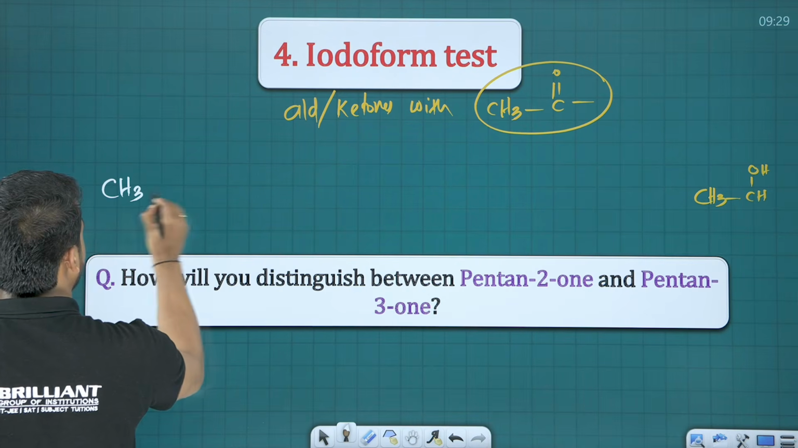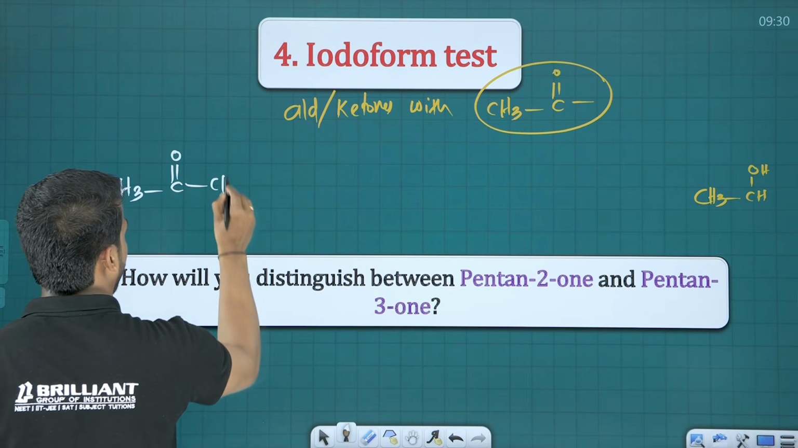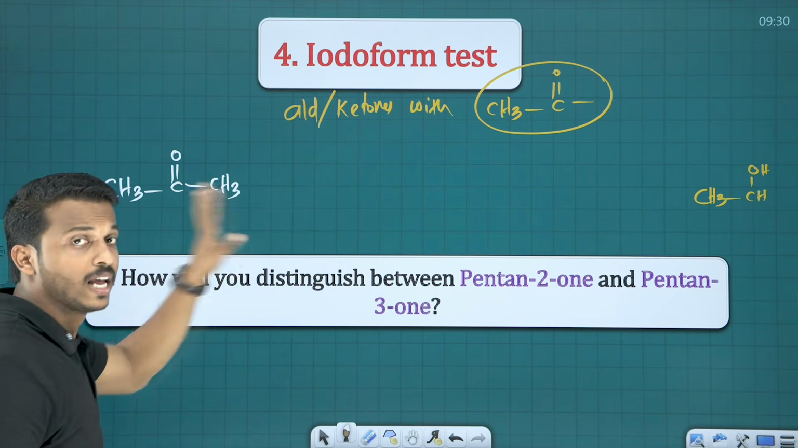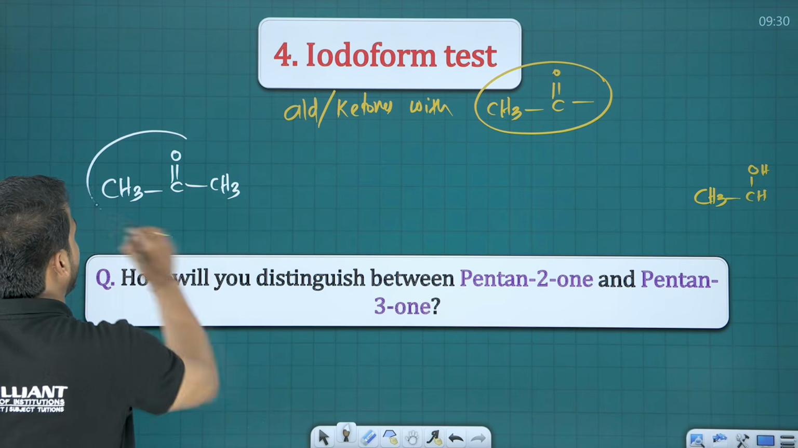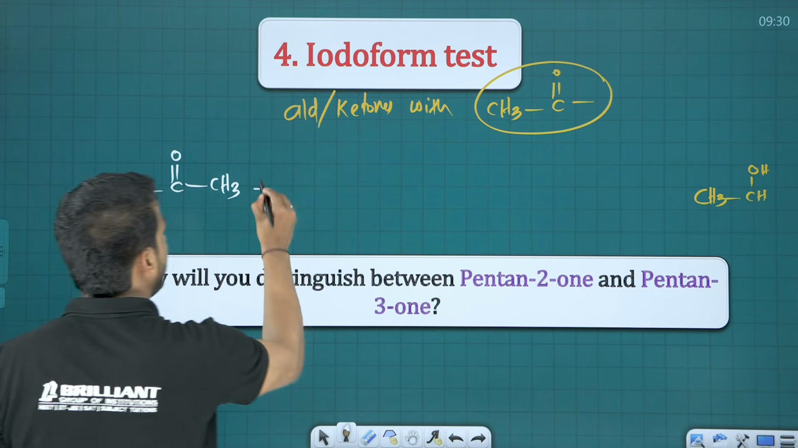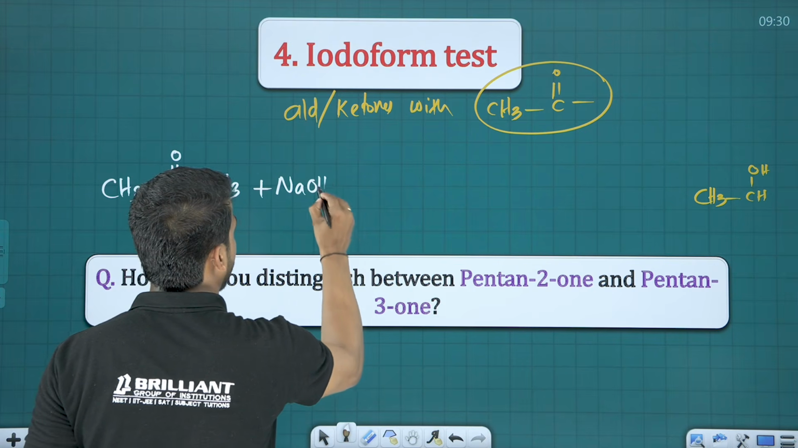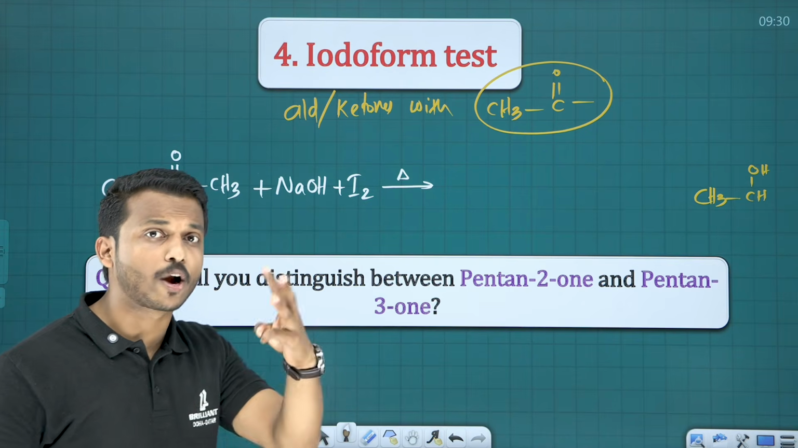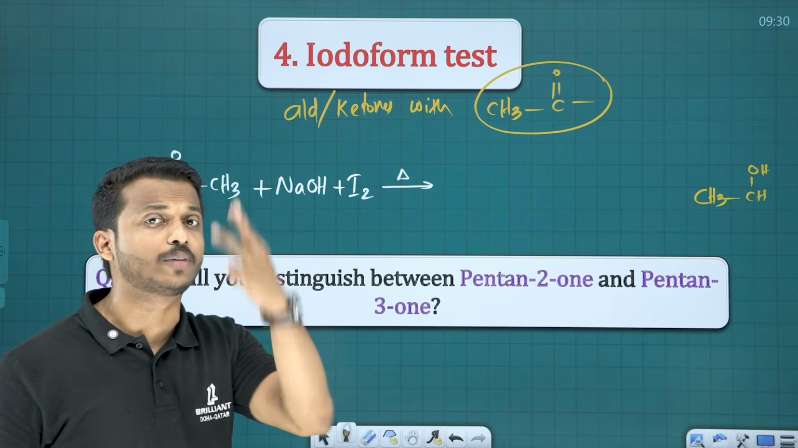What is the test? Already we discussed before. Take your compound, for example, I am taking propanone. Can it give this test? Yes, because it contains that CH3CO group. What is the test to get iodoform? Treat with NaOH and iodine. Heat.